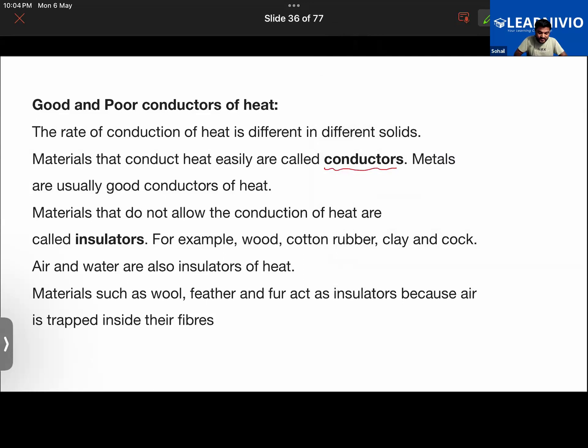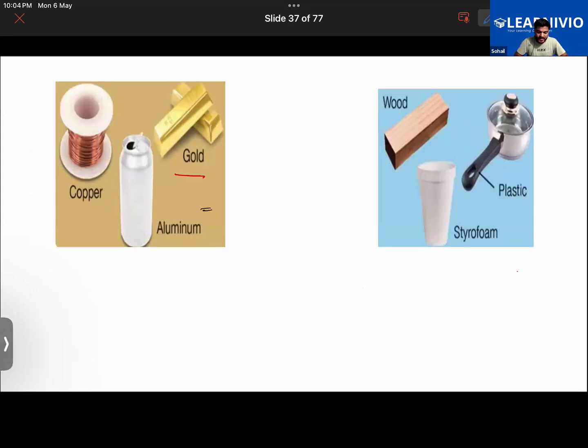What do we call them? Sir, conductors. Yes, the materials which allow heat to pass through them easily. Exactly, Priyanka, that's what we are talking about. Okay, have a look at this image. Copper, aluminum, gold, they are good conductors of heat, right?